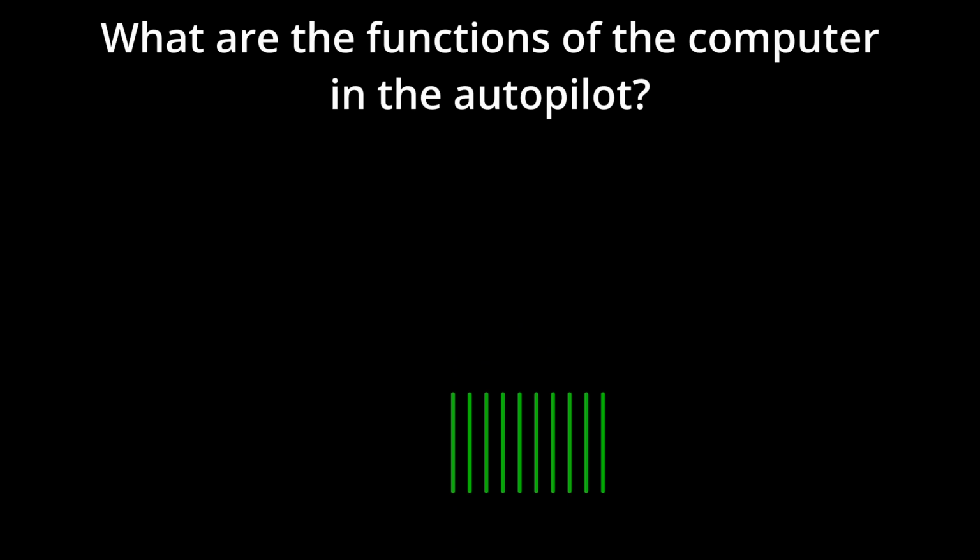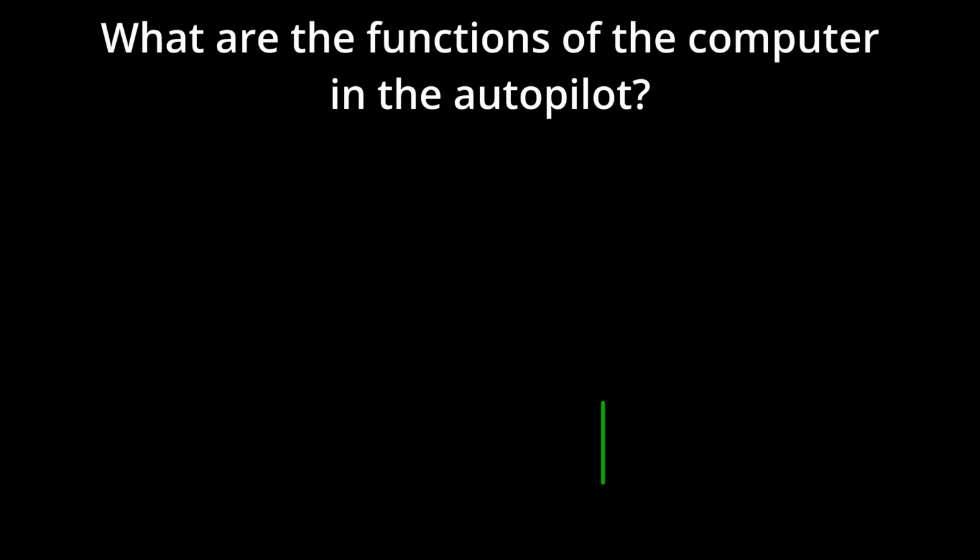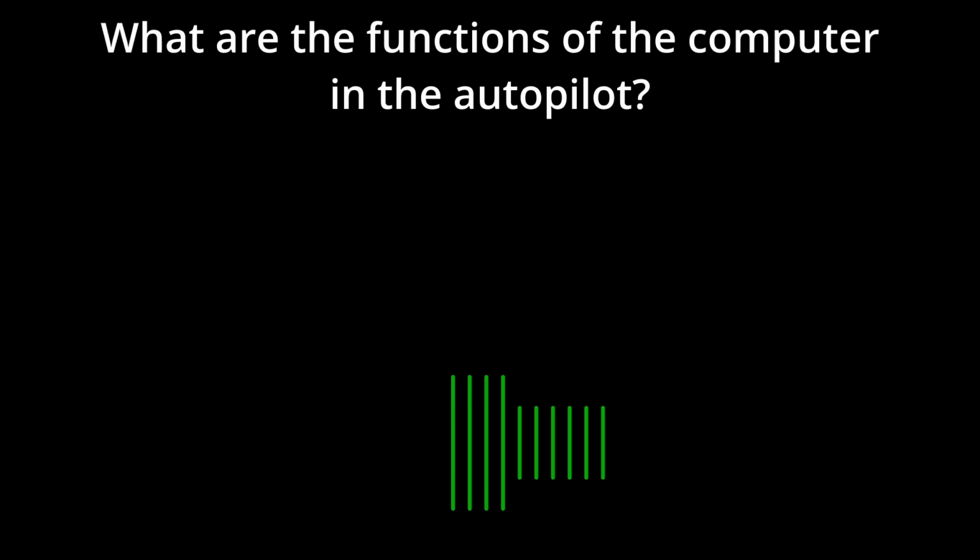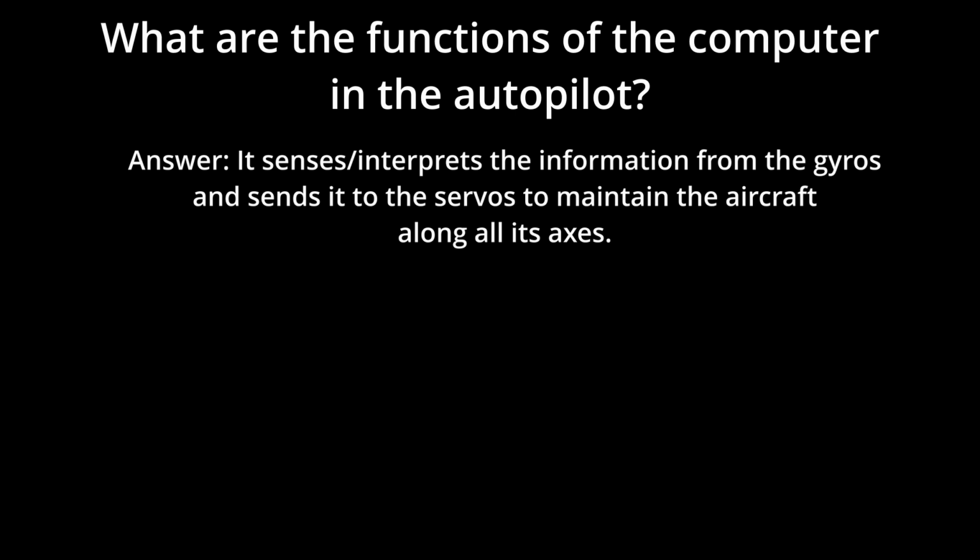What are the functions of the computer in the autopilot? Well, the pilot puts information into the computer on what he wants to do, depending on the flight axis. But that computer will sense the information from the gyros, interpret that information and send it to the servos on the controls, so it's going to maintain that aircraft along all of its axes: attitude, altitude, and course direction.